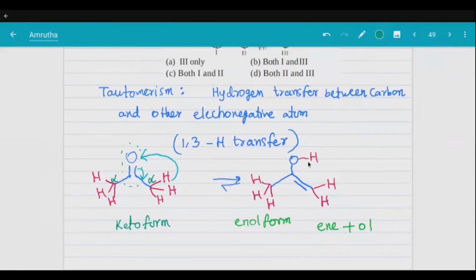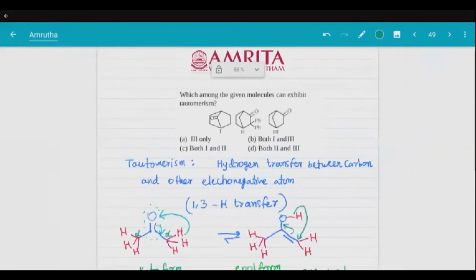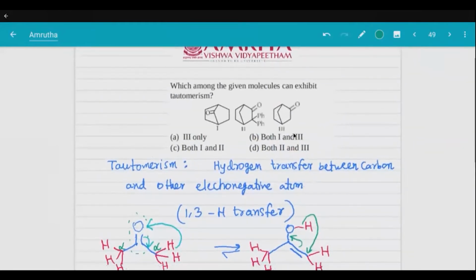In the enol form, what are you doing? You are shifting hydrogen from oxygen to carbon. Both are in equilibrium, so you can do the reverse also. Hydrogen to carbon, double bond to oxygen. But here, double bond to carbon, hydrogen to oxygen. So these are in equilibrium. Now look at the question again. Which of the following molecules have alpha hydrogens present? Just check.